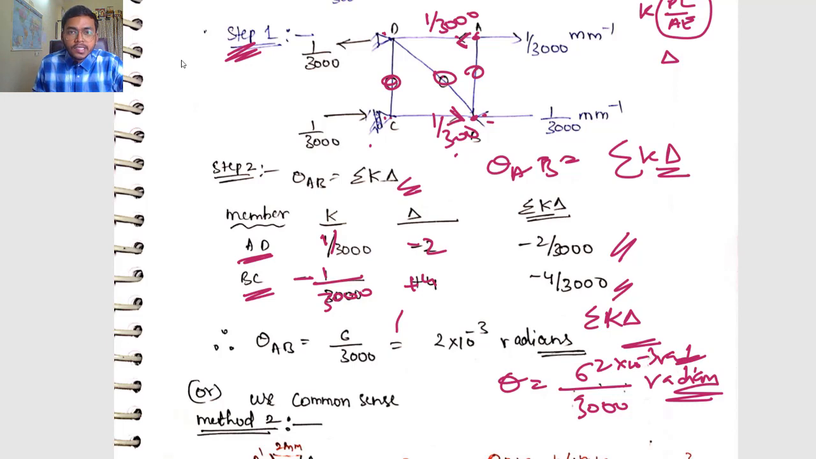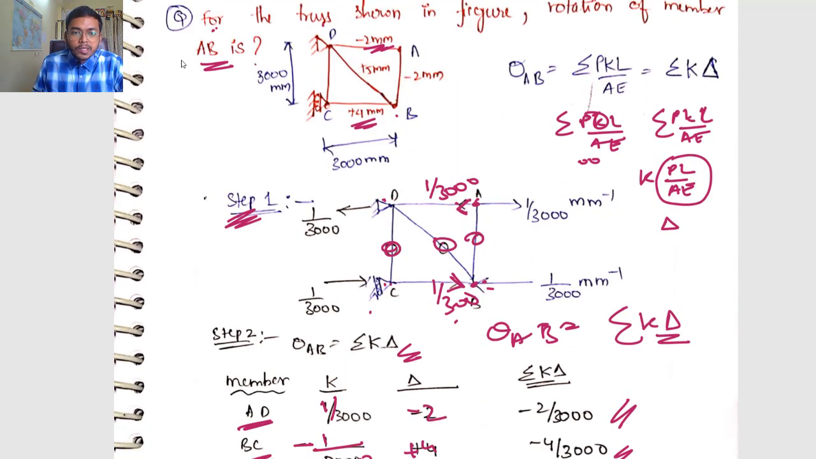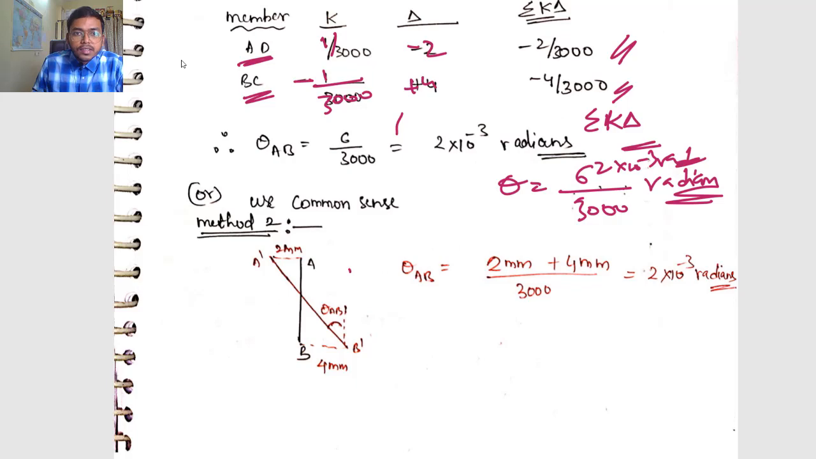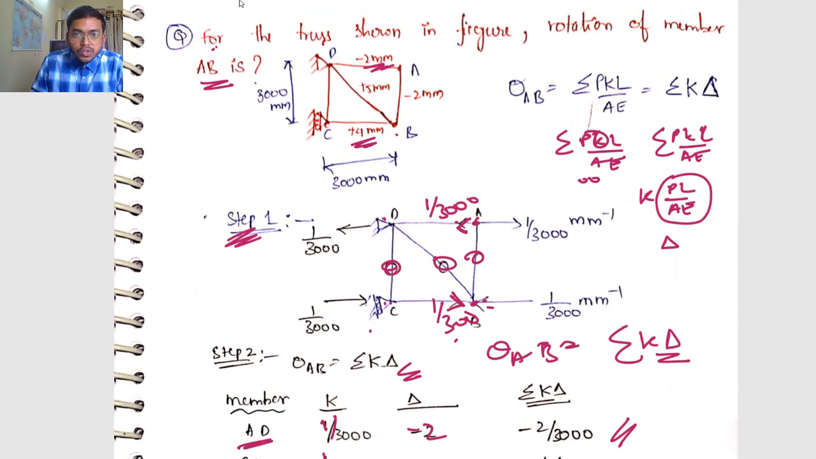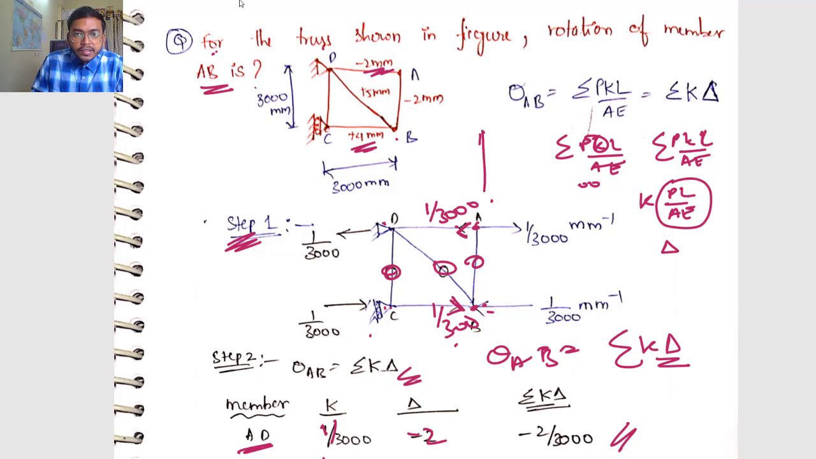Or you can use some common sense while solving this problem. What is that common sense? Let me show it in the question itself. So this was your member AB initially. What happened is this side got shortened, your AD got shortened. So your point A has moved to the new location. The distance it has moved is 2 mm. Now point B: this CD has elongated, so point B has moved by 4 mm. Agreed? So this is your rotation.